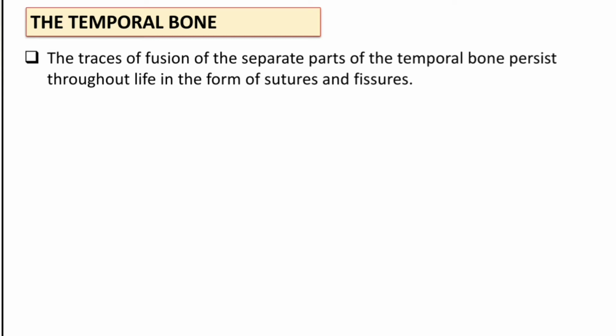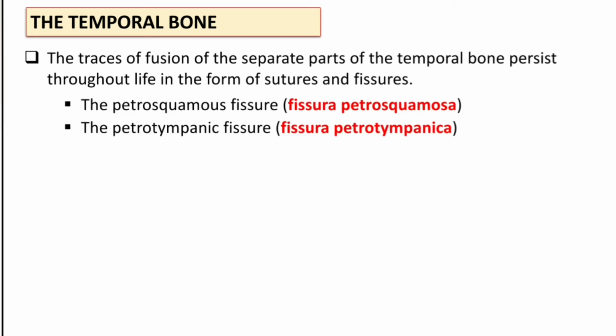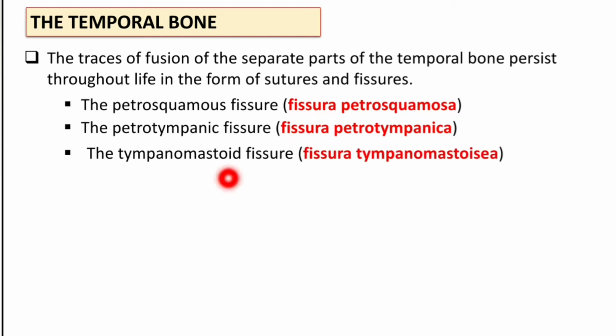So the traces of the fusion of the separate parts of the temporal bone persist throughout life in the form of sutures and fissures. Right, so there are 3 very important fissures which you will need to remember, or which you will need to look for on the temporal bone, right? And they include the petrosquamous fissure, fissura petrosquamosa, the petrotympanic fissure, fissura petrotympanica, and the tympanomastoid fissure, fissura tympanomastoidea, right? Don't worry, you can identify these fissures by looking at the bones. This fissure is between the petrous part of the temporal bone and the squamous part. This petrotympanic is between the petrous part and the tympanic part, and then tympanomastoid between the tympanic part and the mastoid portion of the petromastoid part, right?